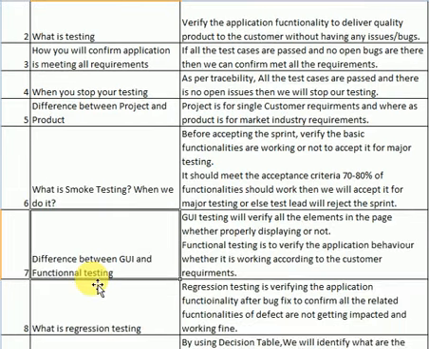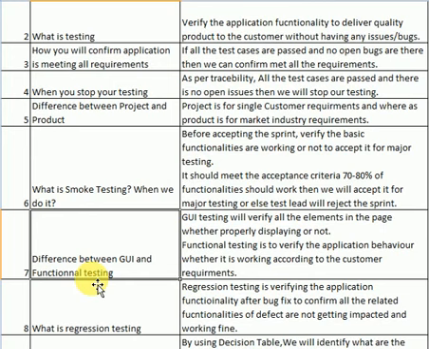Next, difference between GUI and functional testing. What is GUI testing? What is functional testing? GUI means graphical user interface testing. What are we going to verify in GUI? We are going to verify the different controls on the application, like buttons, text fields, links, images, drop downs, combo boxes, check boxes. Whatever is there, each and everything you need to verify. That is nothing but GUI testing.